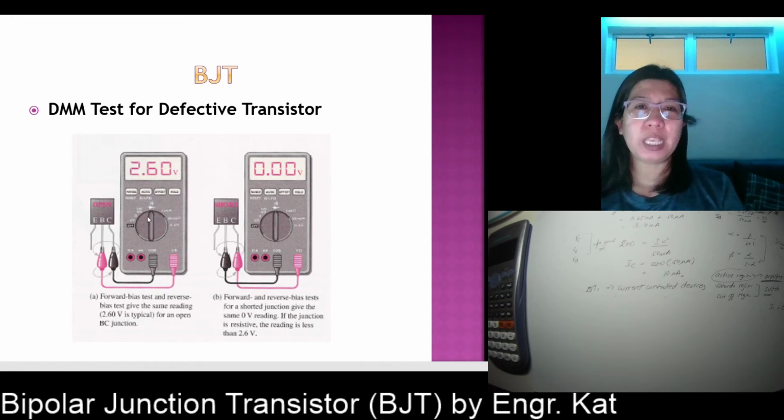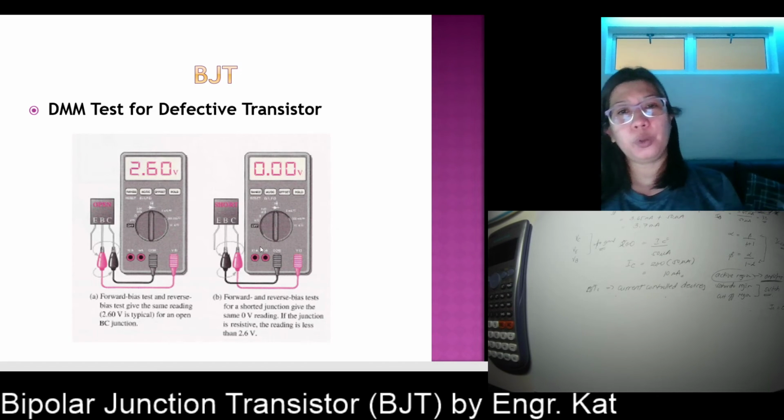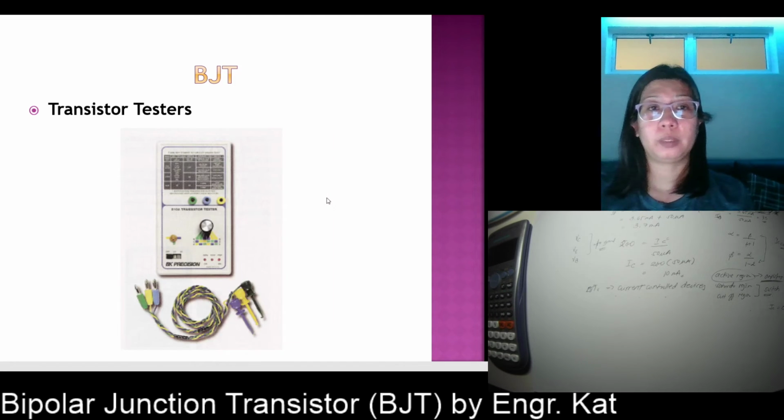Test for defective: forward bias, and still you read around 2.6 volts. That means you have an open, typical for an open base to collector junction. When you are reading 0 volts instead, that pertains to a short circuit. So either a short circuit or an open circuit.